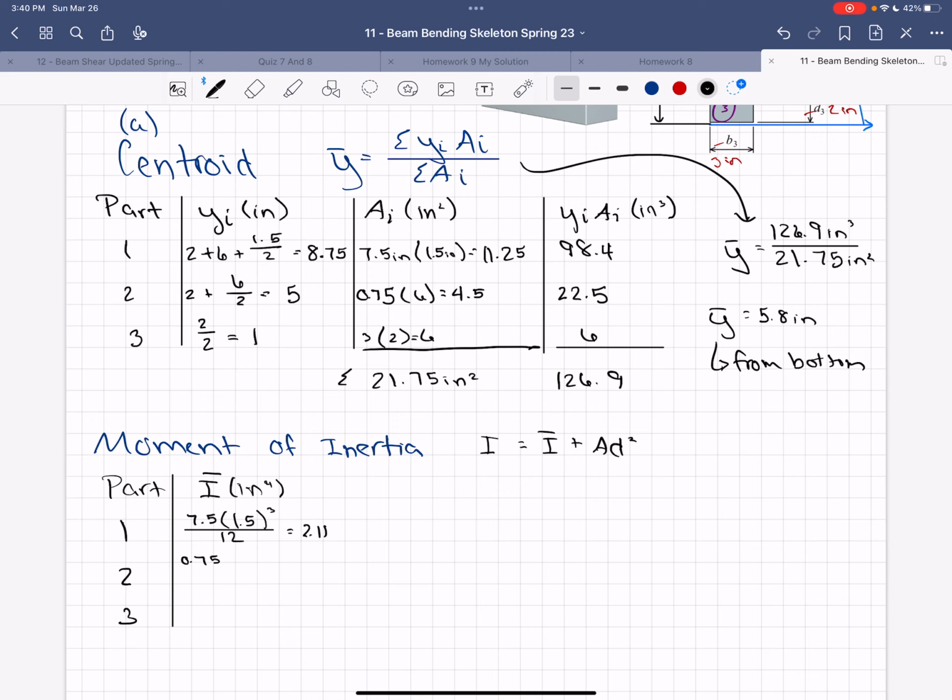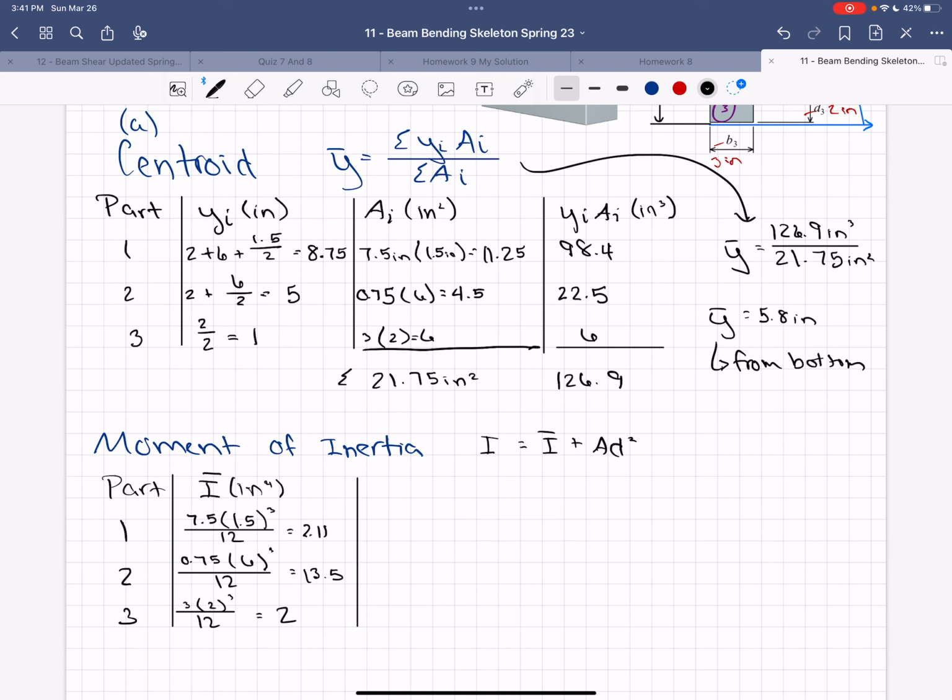Then part 2, the base is 0.75 inches, the height 6 inches, that's cubed all over 12, and we get 13.5 inches to the 4th. Okay, and then part 3, the base is 3 inches. The height is 2 inches. Cube that, divide it all by 12, and we get 2 inches to the 4th.